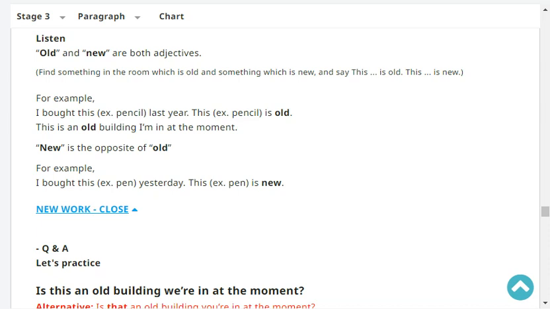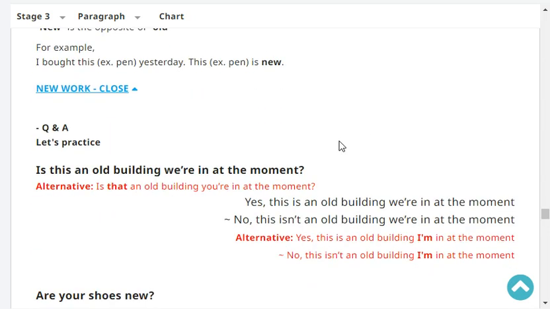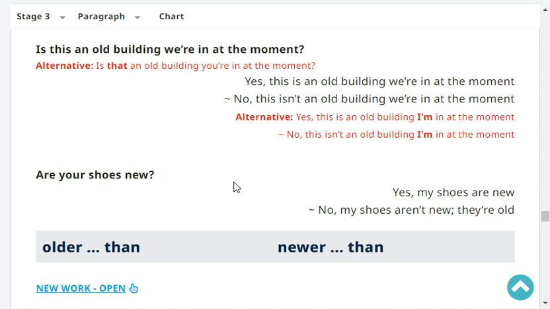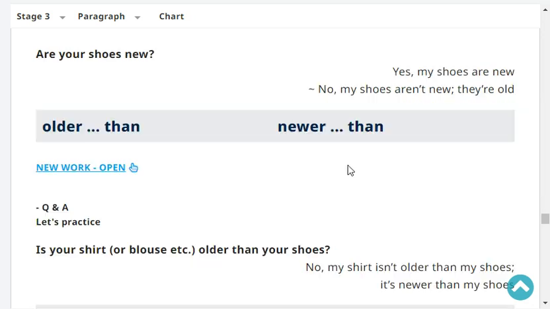Okay, new is the opposite of old. For example, I bought this pen yesterday. This pen is new. Okay, let's practice. Is that an old building you're in at the moment? Yes or no? No, this isn't an old building I'm in at the moment. Are your shoes new? Yes or no? No, my shoes aren't new. They're old. Very good.